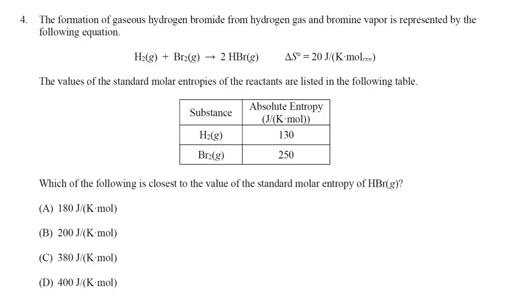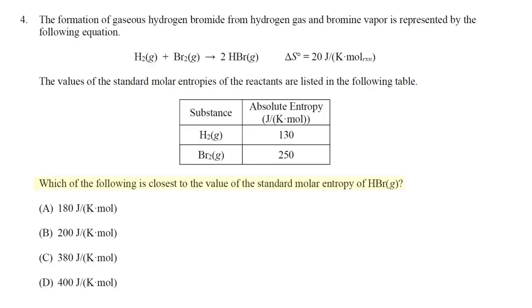So question 4 says, the formation of gaseous hydrogen bromide, which has the formula HBr, from hydrogen gas, H2, and bromine vapor, Br2, is represented by the following equation. And as you can see, the delta S for this reaction is given to us as 20 joules per Kelvin mole of reaction. It goes on to say that the values of the standard molar entropies of the reactants, so hydrogen and bromine, are listed in the following table.